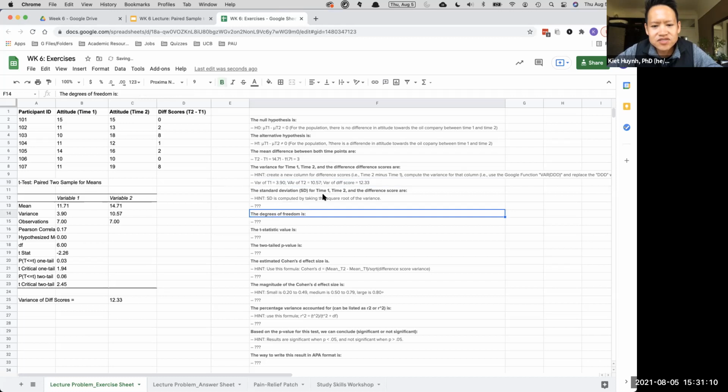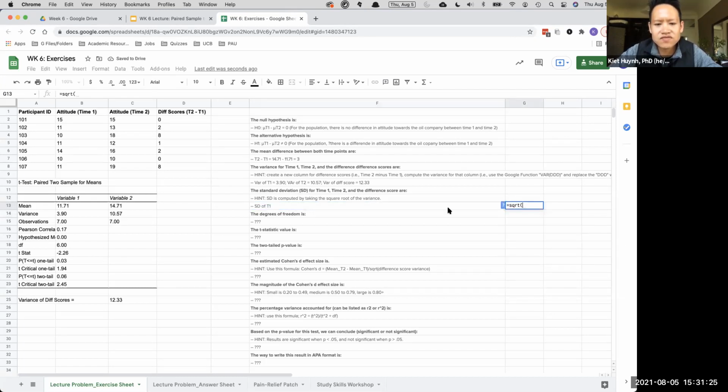The standard deviation for time 1, time 2, and difference scores. Standard deviation is computed by taking the square root of the variance. So the standard deviation of time 1 is the square root of the variance, and the variance is 3.90. The standard deviation of time 1 is 1.97.